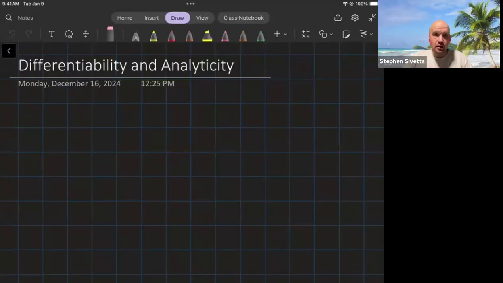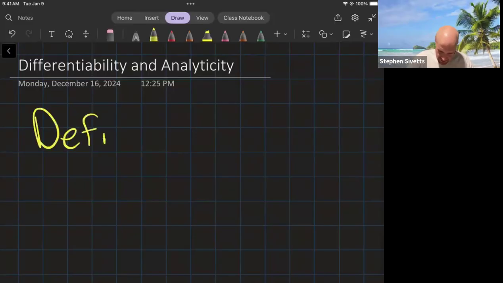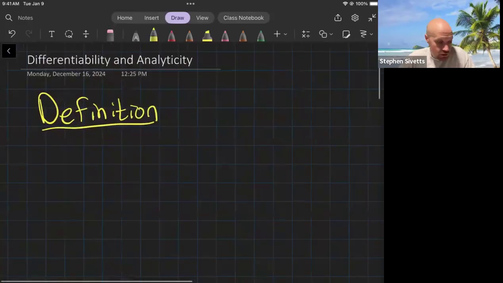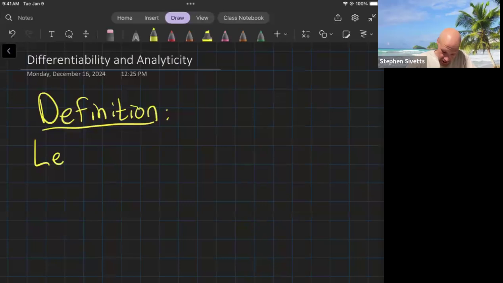So in this video, we'll be looking at differentiability and analyticity of functions defined on the complex plane. Let's look at a definition real quick. Most of this content will reflect on material you've seen in Calc 1. So let's go over what a derivative means in terms of complex functions.